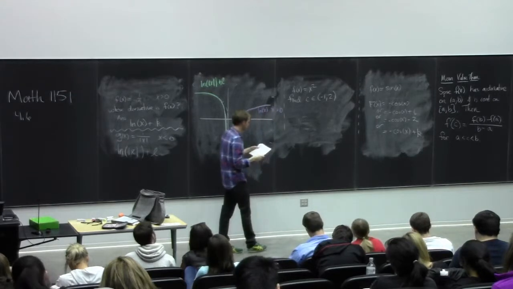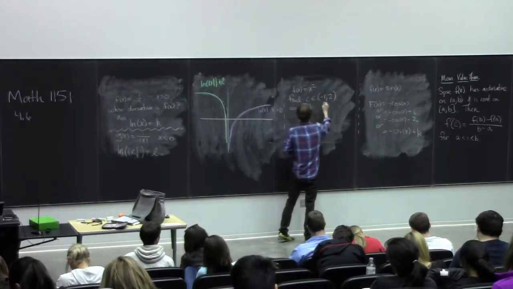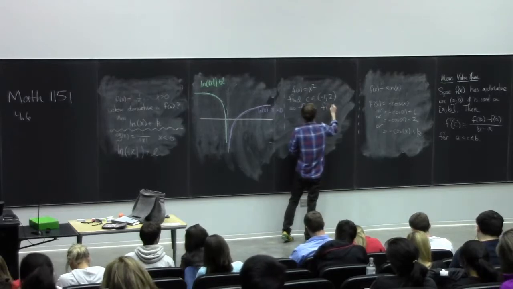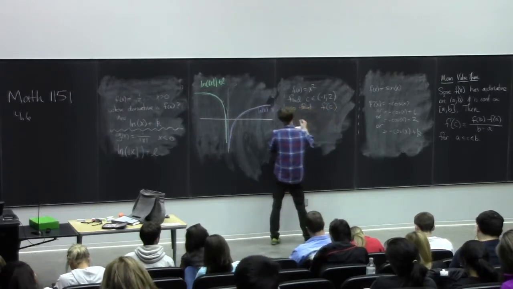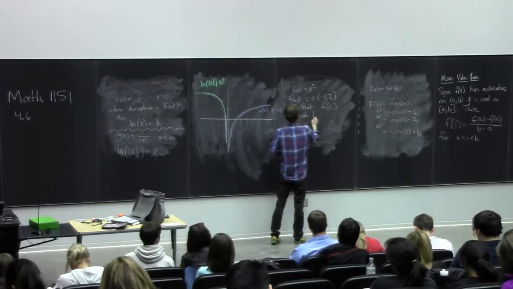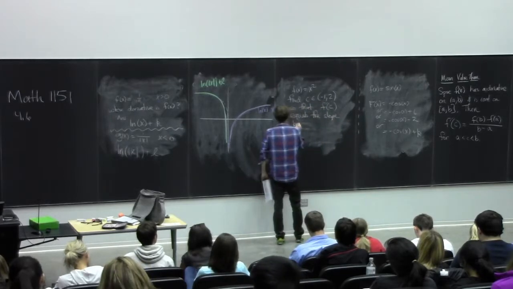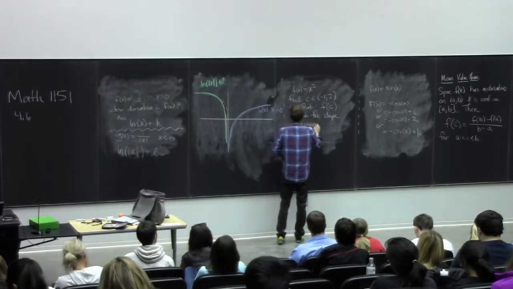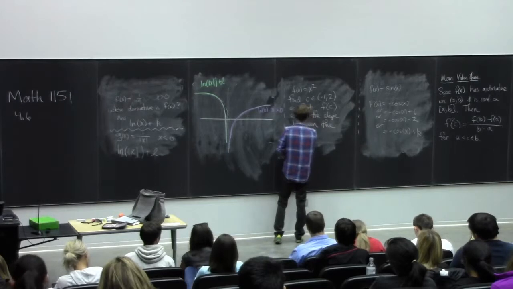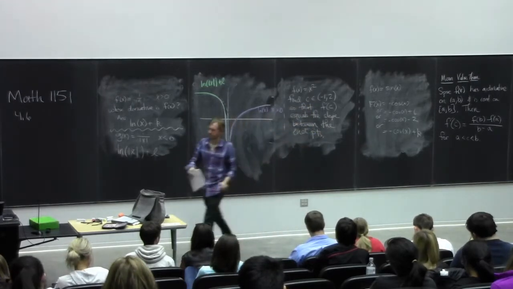Okay, so find c in the interval so that f prime of c equals the slope between the endpoints, whatever that means. Mean value theorem, that's what we're doing basically.